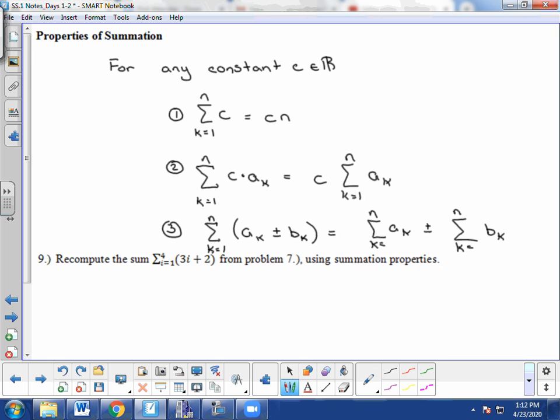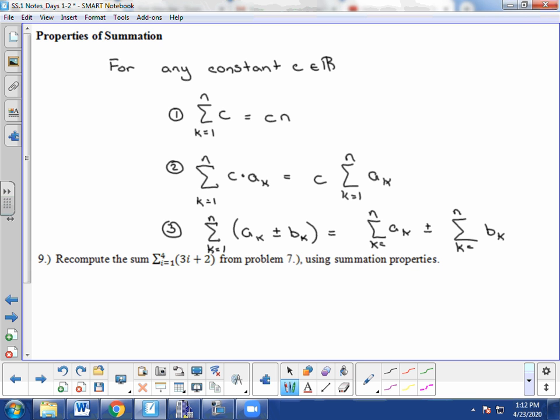Now let's take a look at why we may want to use these properties. You don't have to, but why you may want to. Let's take a look at 9. It says recompute the sum, the summation of 3i plus 2, starting at 1 and ending at 4. So the first 4 terms for the sequence 3i plus 2.